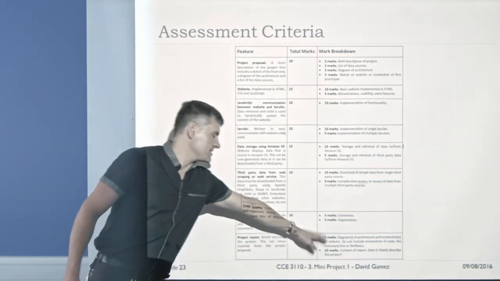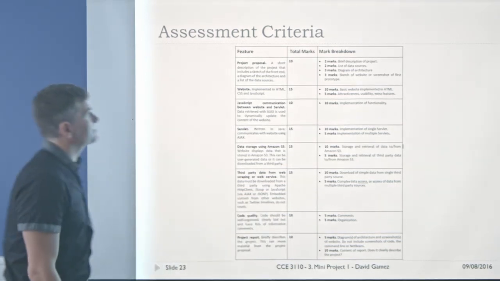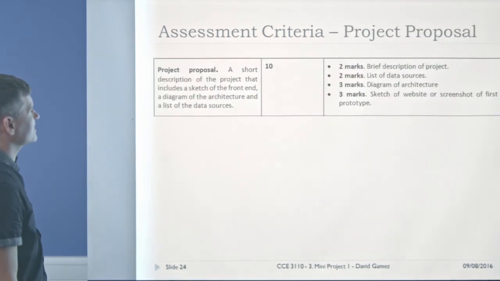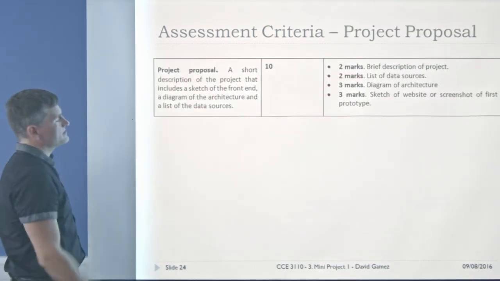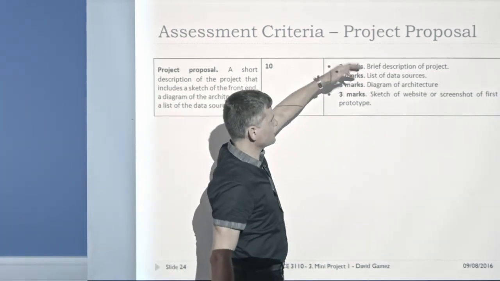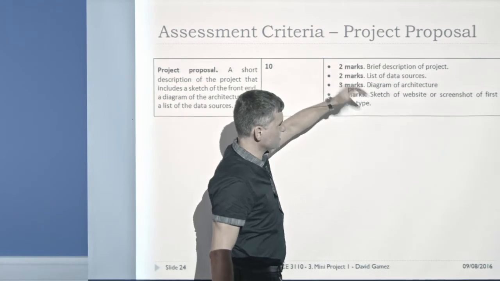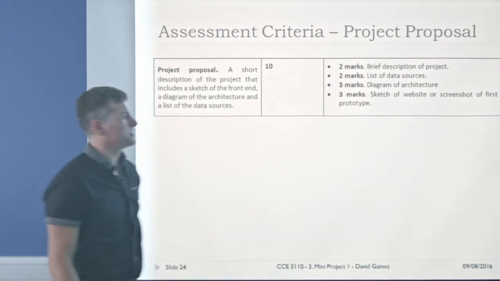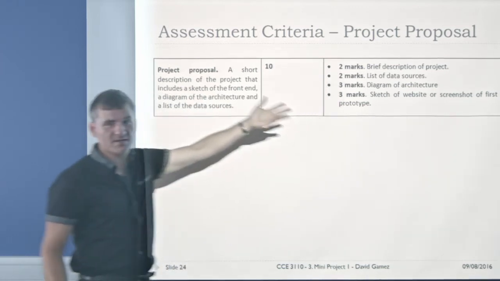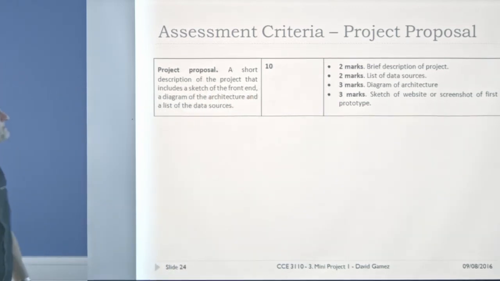Slight inaccuracy there, but I'll make sure that's up to date in the description on the course website. So I'll go through these in a little detail. So I've talked about the project proposal, end of week 6, and there's quite a detailed breakdown: brief description of the project, list of data sources, diagram and architecture, sketch your website, a screenshot of first prototype. So when you're submitting this, look at this list, make sure everything's on it, right? It's not a big deal.